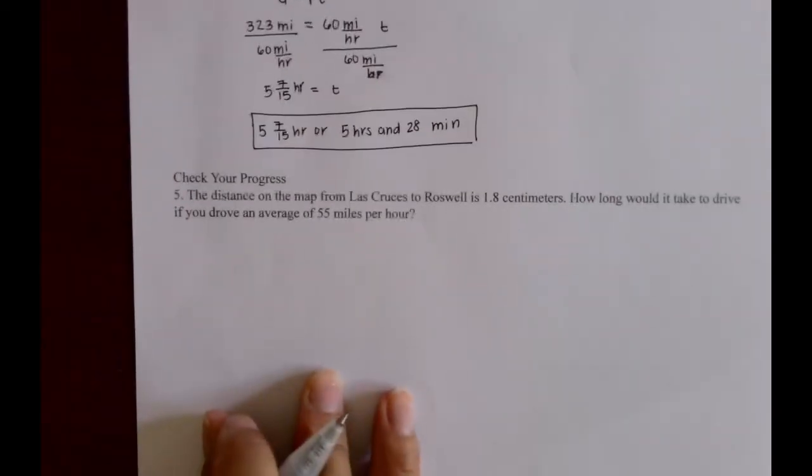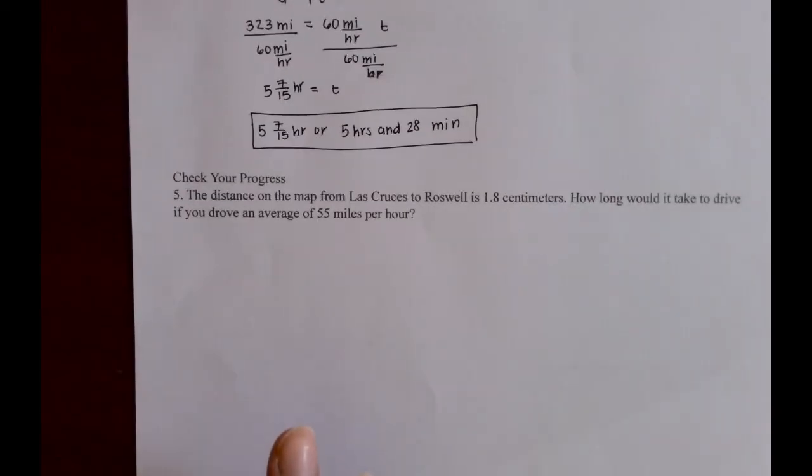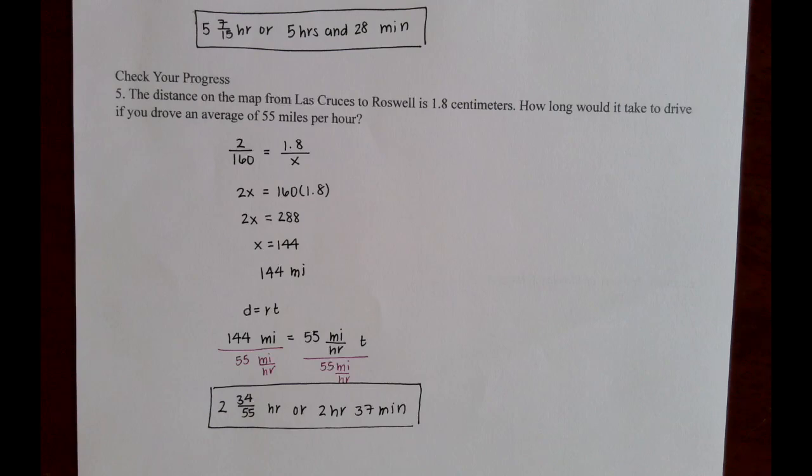Okay, so why don't you try CYP5, and then once you're done, come check your answer. Okay, you should have gotten 2 34/55 of an hour, or 2 hours and 37 minutes. If you got that right, you can get started on your homework. If not, here is your explanation.